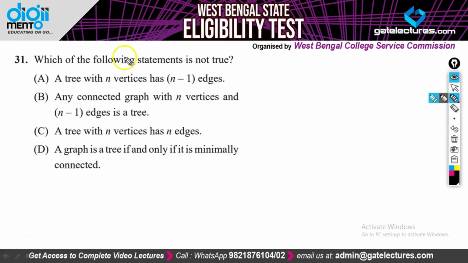So here we have a question. Which of the following statements is not true? A tree with n vertices has n-1 edges, or any connected graph with n vertices and n-1 edges is a tree, or a tree with n vertices has n edges, or a graph is a tree if and only if it is minimally connected. We have to find which one is not true. Okay, read the statements always very carefully.